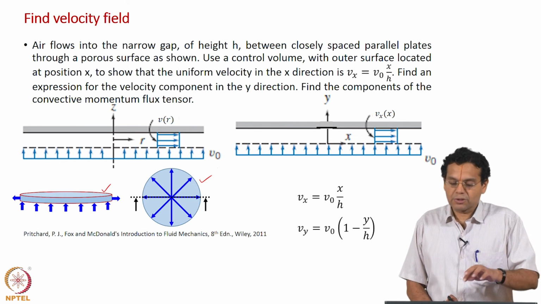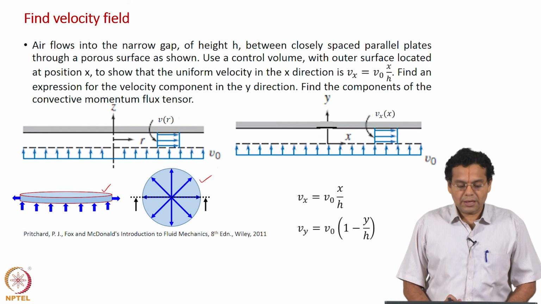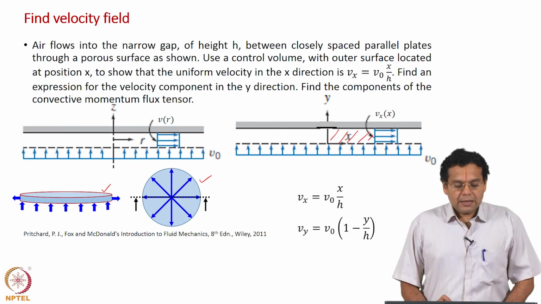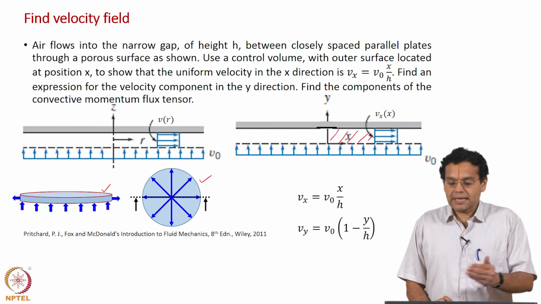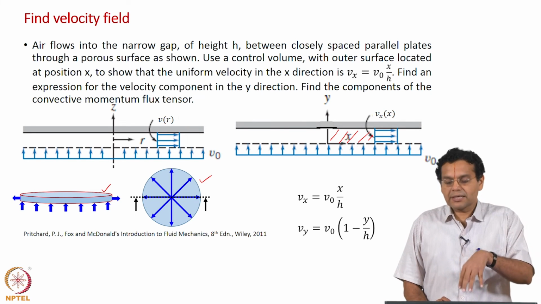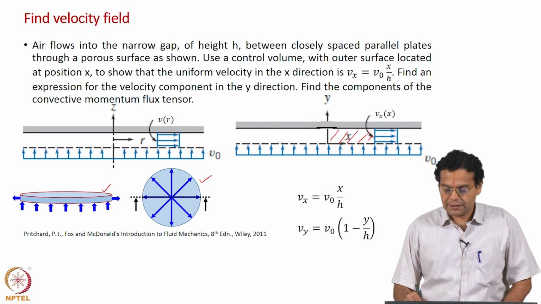In fact, use a control volume with outer surface located at position x. So, this was our control volume. To show that the uniform velocity in the x direction is Vx equal to V naught x by h, we use the integral balance to find this, and that expression is given here.